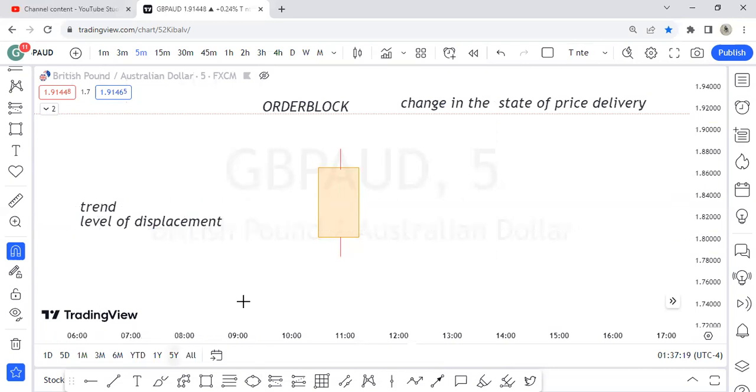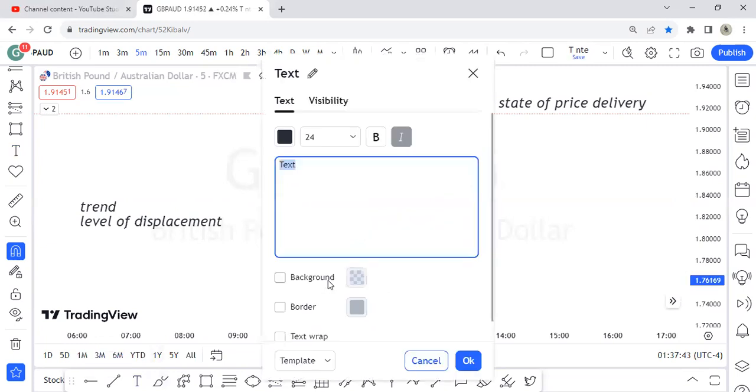Now order blocks are classified into two: the bullish order blocks and the bearish order blocks. Bullish is the one we buy from, and bearish is the one we sell from. All right, so now let us look at order blocks from their crudest point. Let us start with the first one, which is the bullish order block.